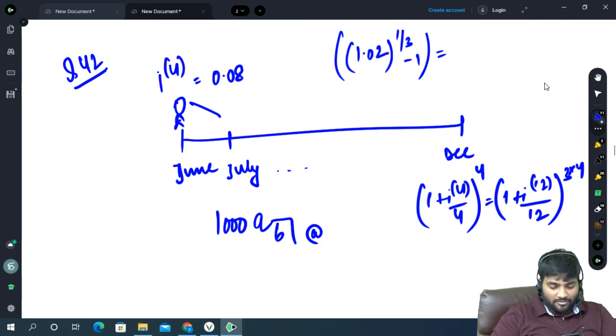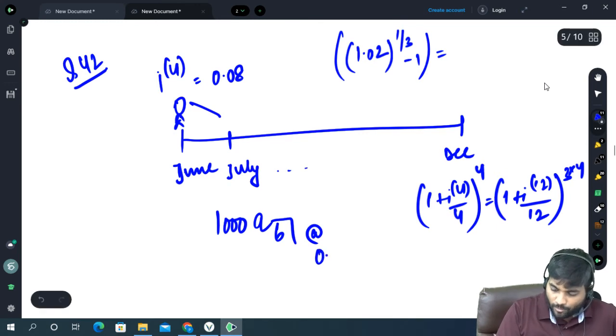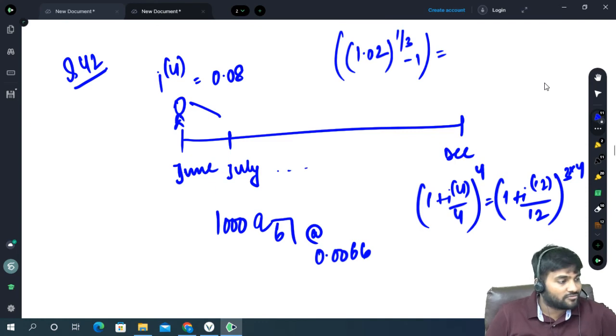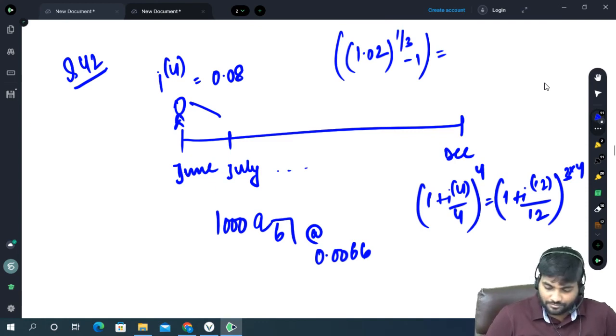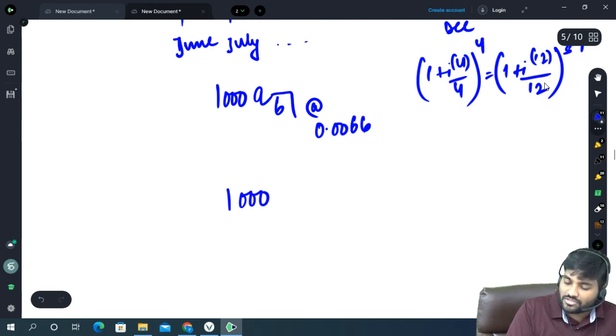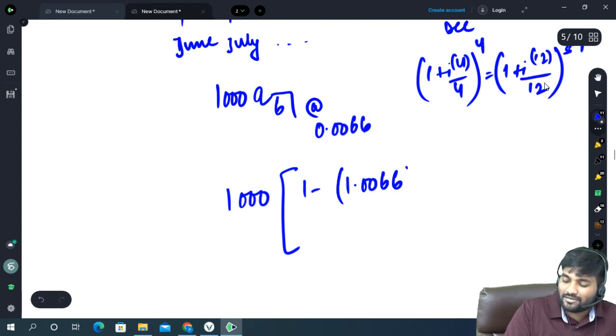You need to be smart. You need to be attentive. 1.02 to the power 1 by 3 minus 1. So it is 0.0066. Clear? Solve. This will be 1000 times (1 minus 1.0066 to the power minus 6) by 0.0066.